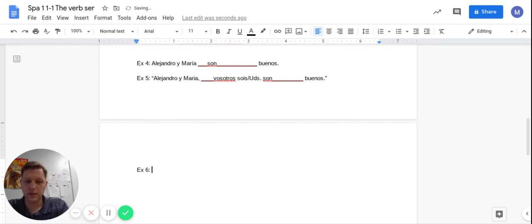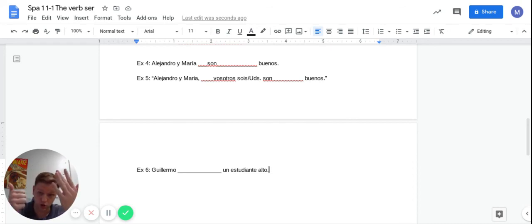Example 6. Guillermo, that's a boy's name. Guillermo blank un estudiante alto. I don't know. Guillermo blank un estudiante alto. Can you find the right form of ser? It's going to be soy, eres, es, somos, sois, or son. Pick one and then pause right here.